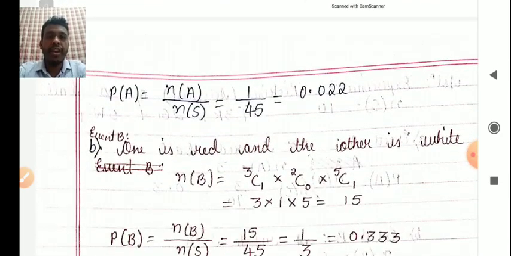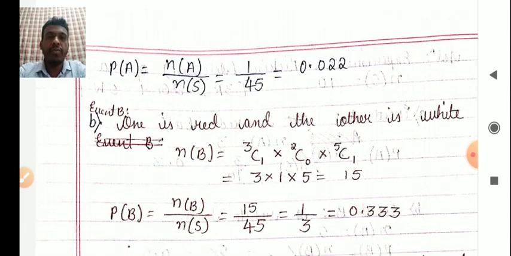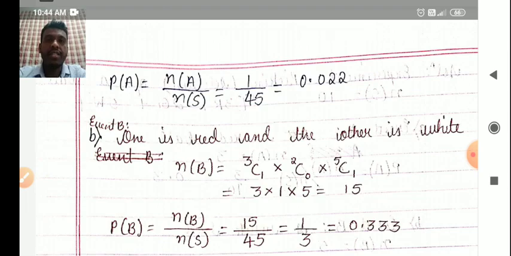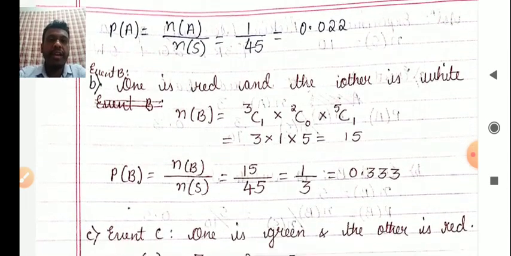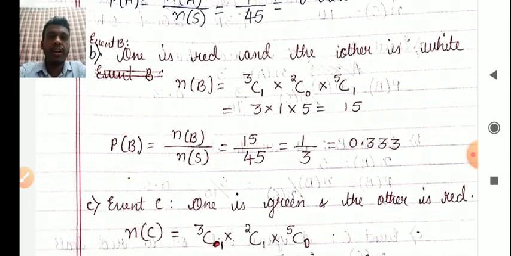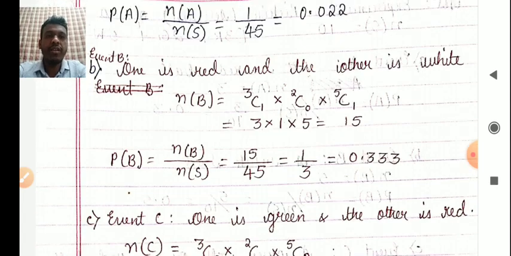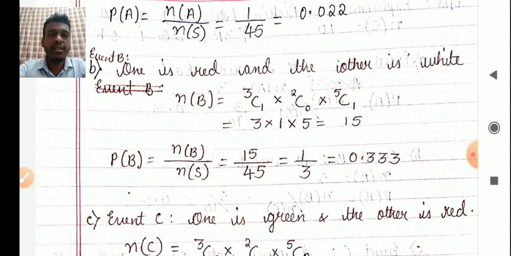So probability of A is equal to n of A upon n of S. Okay, event B now. What is event B? Event B: one is red and the other is white. n of B is equal to, how many red balls are there? 1, out of total 3 balls available.